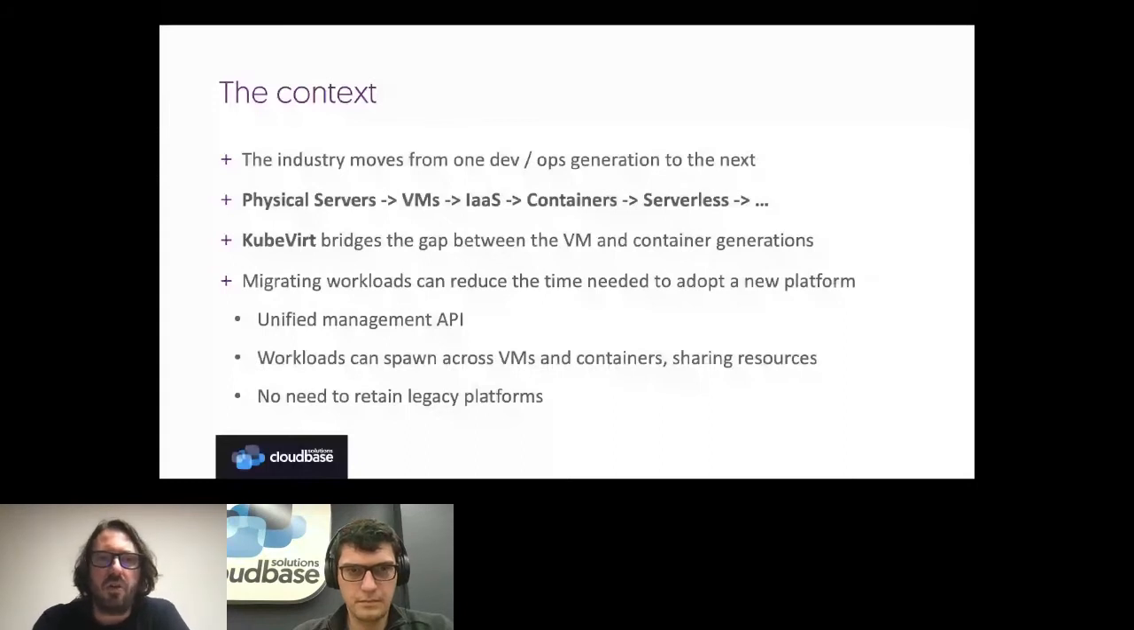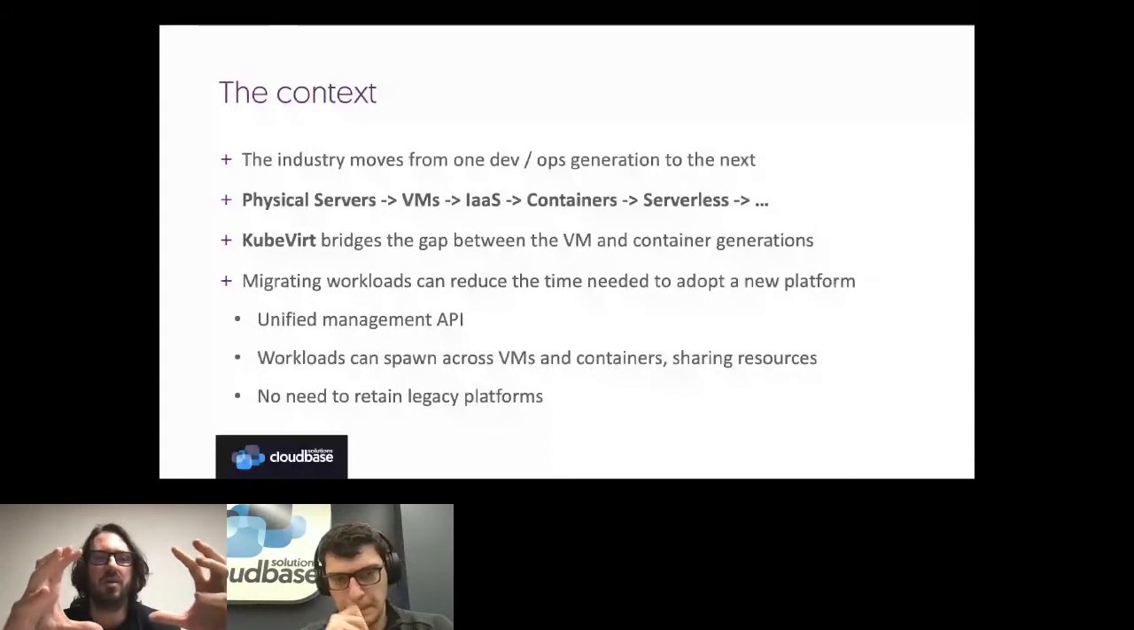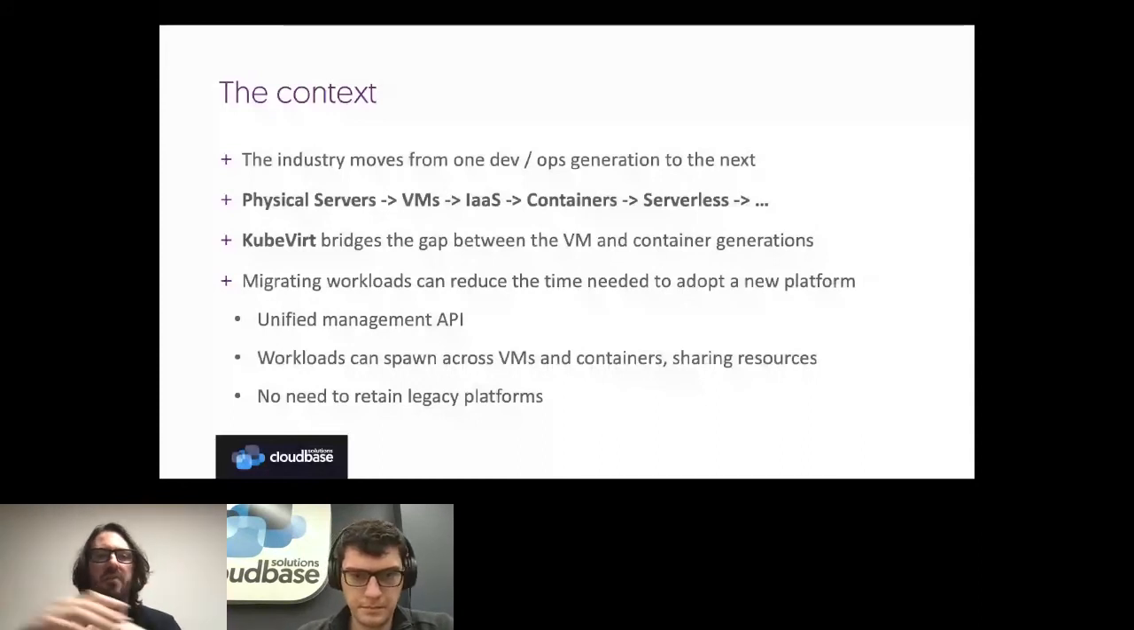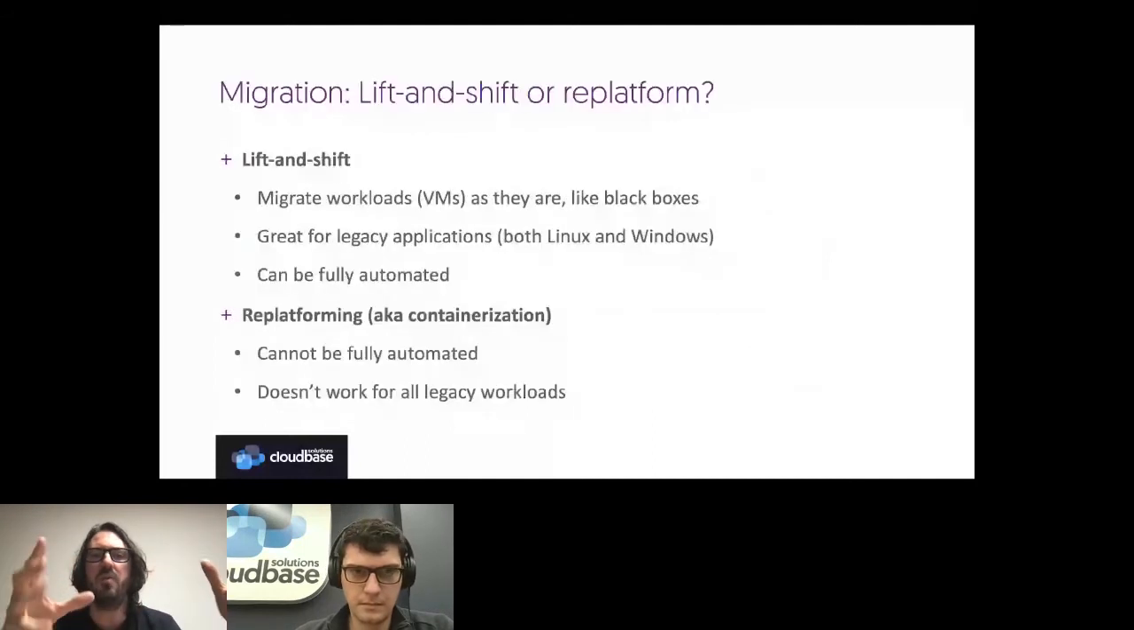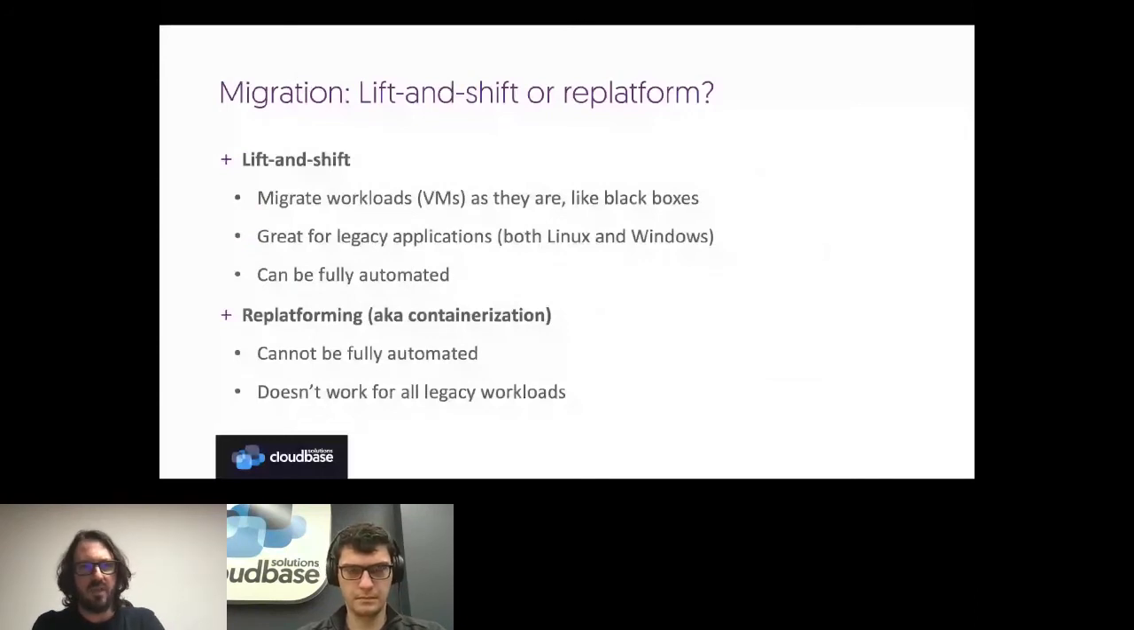When we talk about migration, it's a relatively complex topic, but let's say that we can reduce it for now to two very simple points. One of them is lift and shift, in which we take VMs, we consider them like black boxes, and we move them from A to B, from whatever infrastructure they're running on at the moment to KubeVirt, as we're talking about right now. This is great for legacy applications, Linux or Windows, doesn't really matter, because it's much easier. You don't have to deal with all the complexity, the fact that they might not be containerized, and the fact that you simply might not know how to handle them outside of a VM scenario. One big advantage of lift and shift is that it can be fully automated.